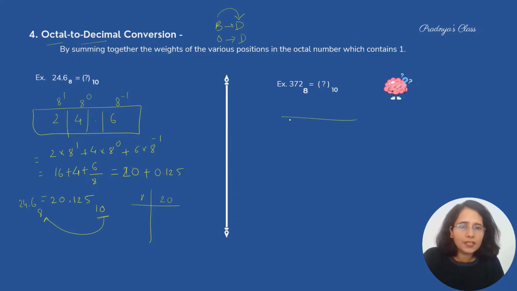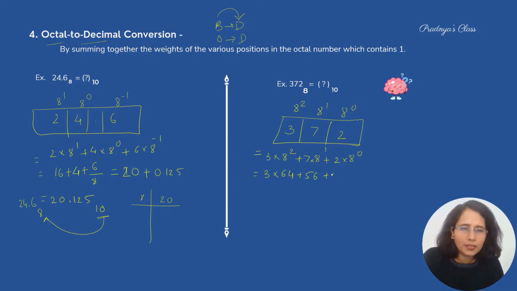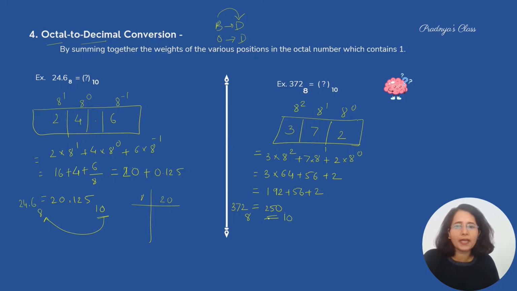Let's practice it. So let's write the positional value of this number. Let's multiply it: 3 into 8 raised to power 2 plus 7 into 8 raised to power 1 plus 2 into 8 raised to power 0. So 3 into 64 plus 56 plus 2. Now 3 into 64 will become 192. So 192 plus 56 plus 2. So we got the final answer. This is the decimal equivalent of 372. If you want to cross check, you know how to cross check. Just keep dividing this number by 8.